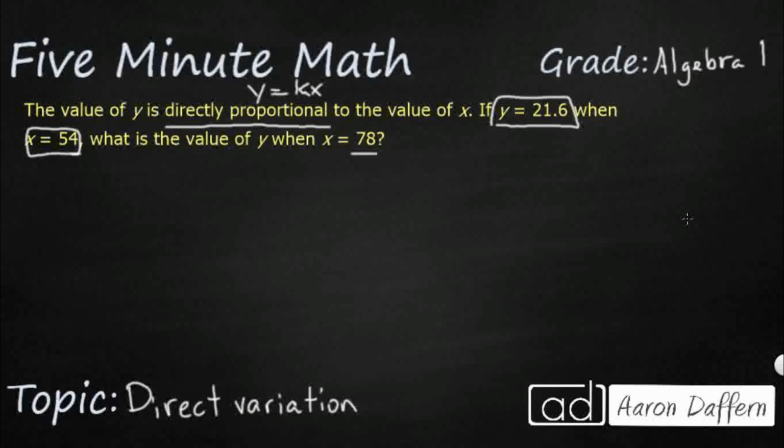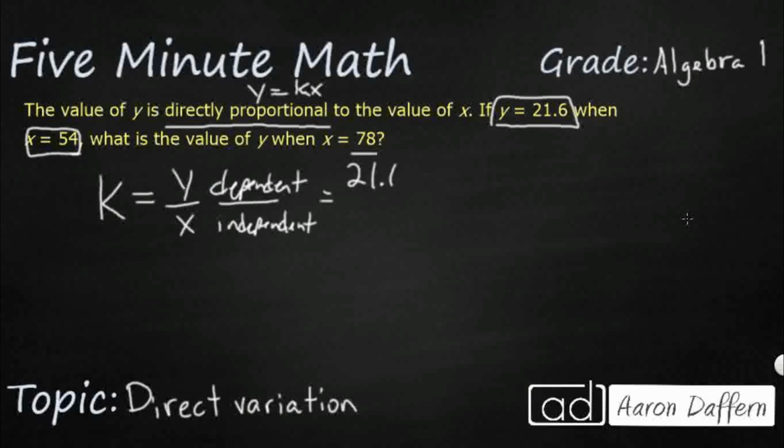All right, so if we're thinking y equals kx, they give us a y and an x, but we need that k. Remember, our constant of proportionality is going to be y over x. That's our rise over run, which is really our dependent variable over our independent variable. So the y is 21.6 and your x is 54, and if you pull out your calculator, you're going to realize that that is simply 0.4 or 4/10.